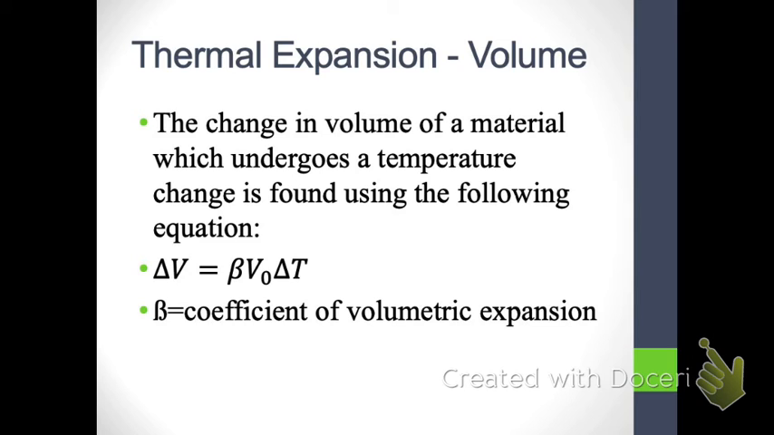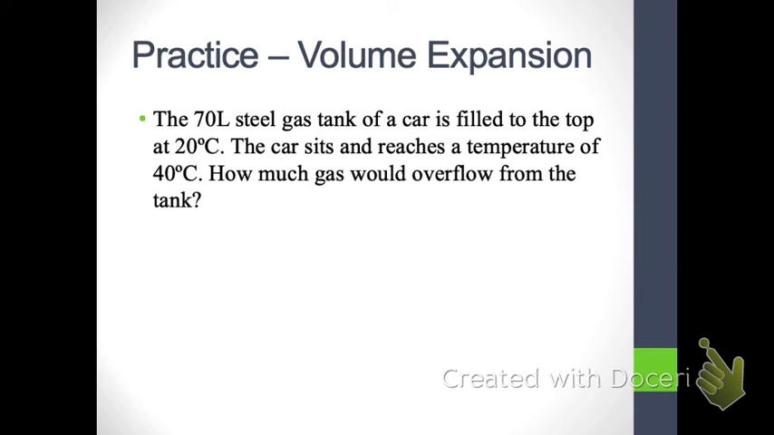It looks like I'm going to have to add a couple values to your table here for our next problem, but I'll give you that when we need it. B is a beta value, and that's your coefficients for volume. Yep, it's a volumetric coefficient. Okay, this says a 70-liter steel gas tank of a car is filled to the top at 20 degrees Celsius. The car sits and reaches a temperature of 40. How much gas would overflow from the tank?